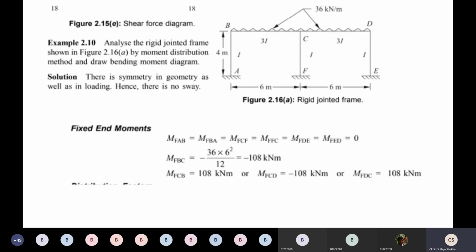So after calculation of fixed end moments, we need to calculate distribution factors. Here we have support A, support F, support E. There is only one member meeting at A, F, E, so the distribution factor for those members is 1. For the joints B, C and D: at B, 2 members are meeting. At C, 3 members are meeting. At D, 2 members are meeting. So we have to calculate distribution factors for those joints B, C, and D. We'll calculate distribution factors.